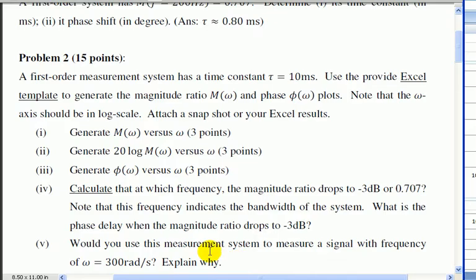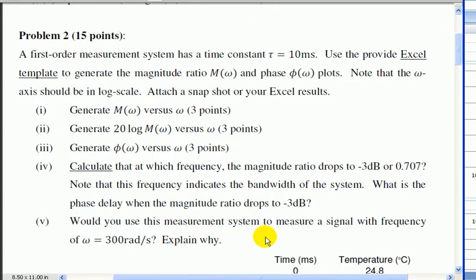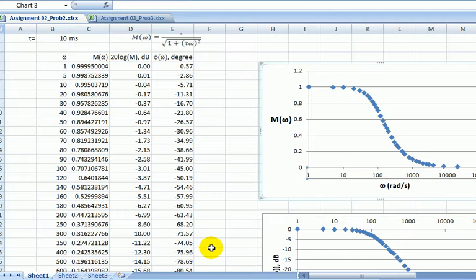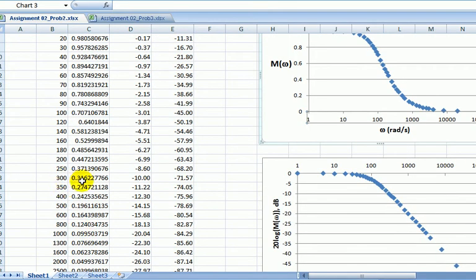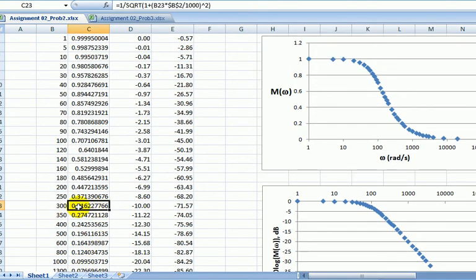Then the last question here: would you use this measurement system to measure a signal with a frequency of 300 readings per second? So let's take a look. Where's 300? 300 is over here, and the magnitude ratio at 300 is 0.316, which means only 30% of this output.